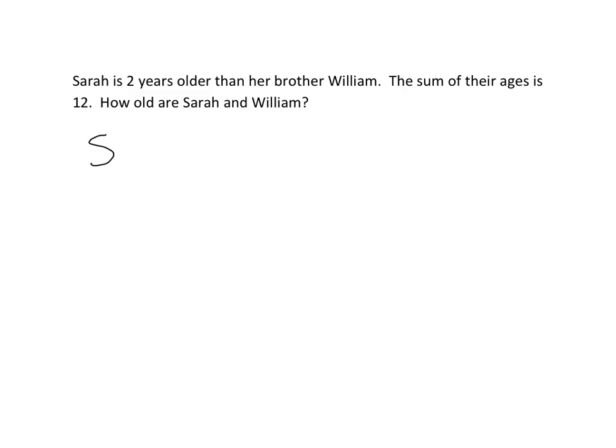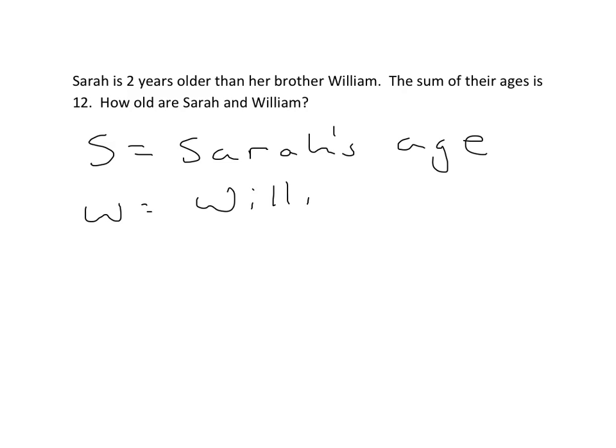I'm going to say S is Sarah's age, and W is William's age. Sarah is 2 years older than her brother William. So I'm going to write that as an equation. Sarah is 2 years older. That means Sarah's age is 2 more than William's.